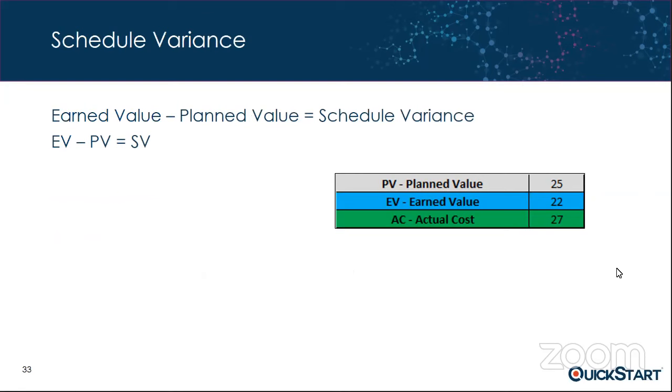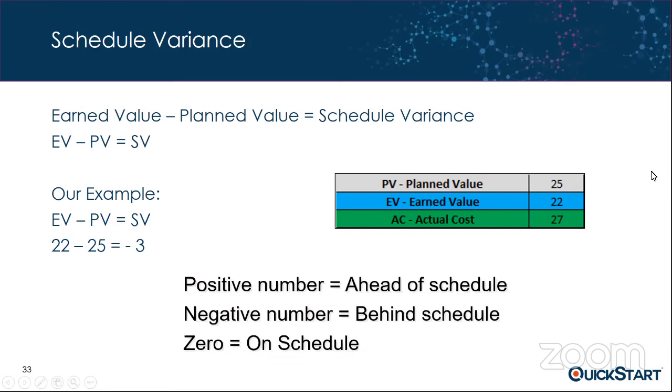And now let's talk about schedule variance. Very similar. There's a formula for that. It is earned value minus plan value. If we drop this down, EV minus PV equals SV, we simply plug in our variables. 22 minus 25 gives us a -3. Again, you have to apply your decoder ring. A positive number means we're ahead of schedule. A negative number means we're behind schedule. So in this case, we have a negative number, so we are behind schedule.